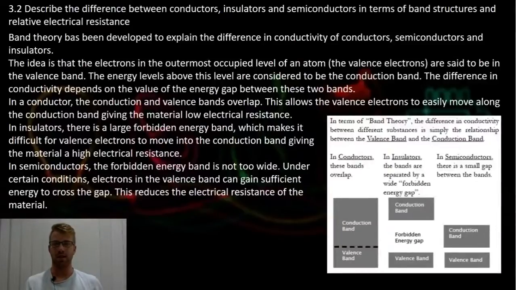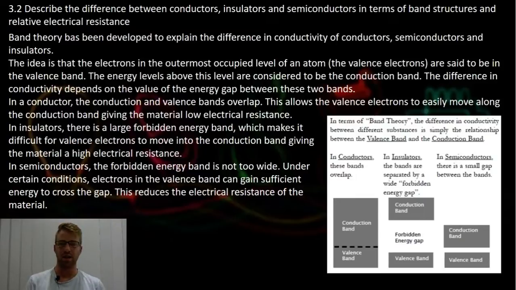3.2, and we started discussing this dot point in 3.1. However, we formalized it in this body of text. So describe the difference between conductors, insulators, and semiconductors in terms of their band structures and relative electrical resistance.